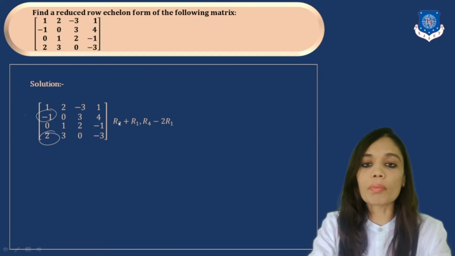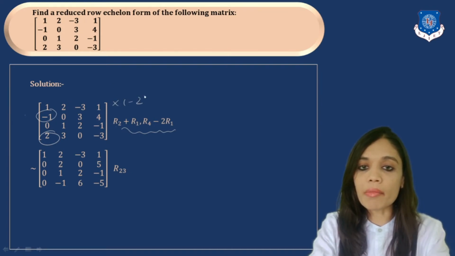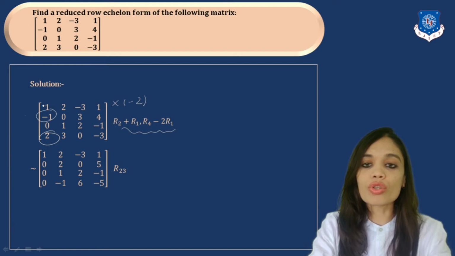So we will do the following operations, that is R2 plus R1 and R4 minus 2R1. So on applying these two operations you will get the following matrix, that is 1 2 -3 1. Now add these two, so 0 2 0 and 5. This row will remain as it is, and lastly you have to multiply this by -2 and add in R4. So you will get -2 plus 2, so answer will be 0, -4 plus 3, so answer will be -1. Next 6 plus 0, so answer will be 6, and lastly -2 -3, so answer will be -5.